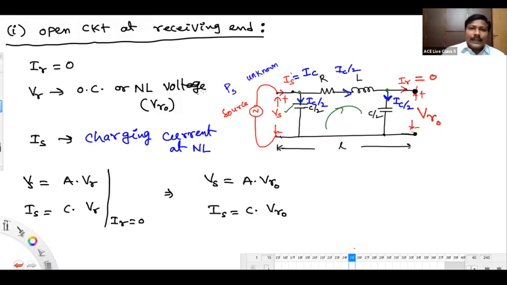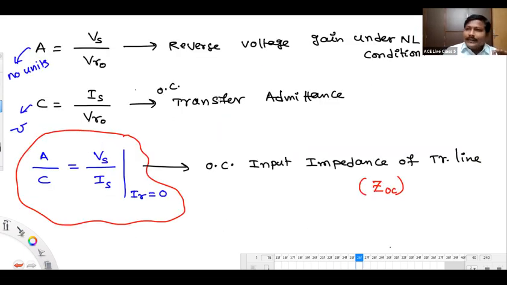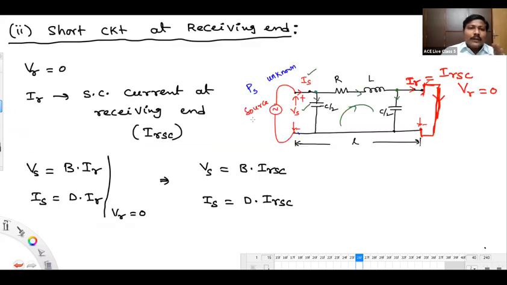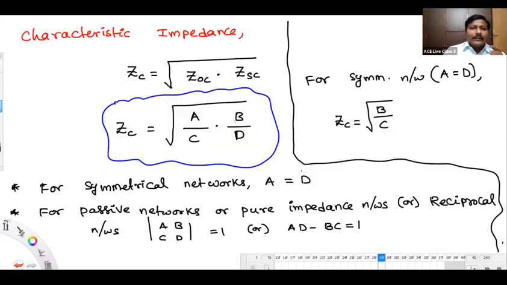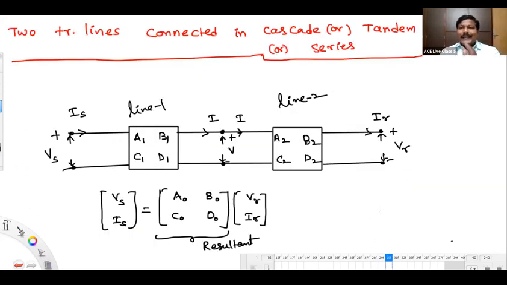First, we said we have to take open circuit at receiving end side. There you get parameters A and C. And then we have gone for short circuit at receiving end side. There you got these parameters B and D. After that, we said characteristic impedance and all. Then we have moved to cascade connection and parallel connection.